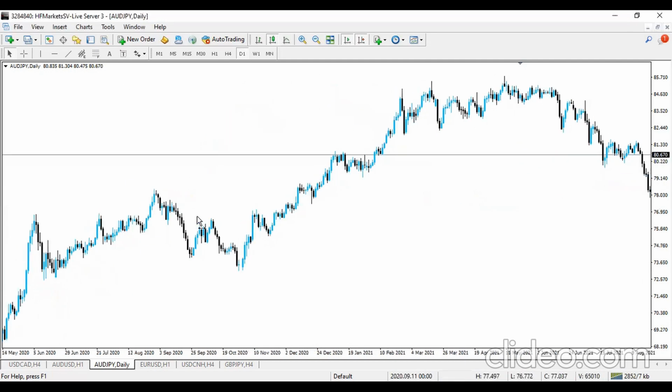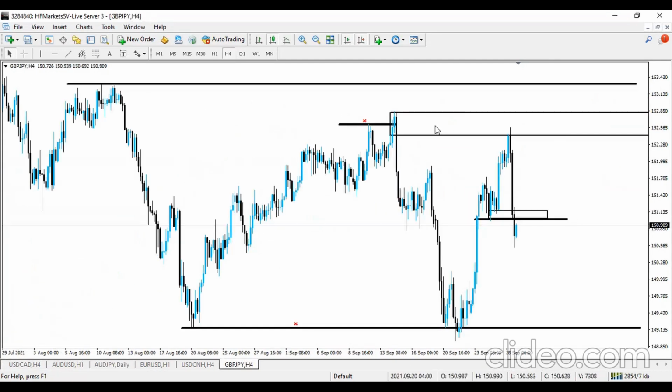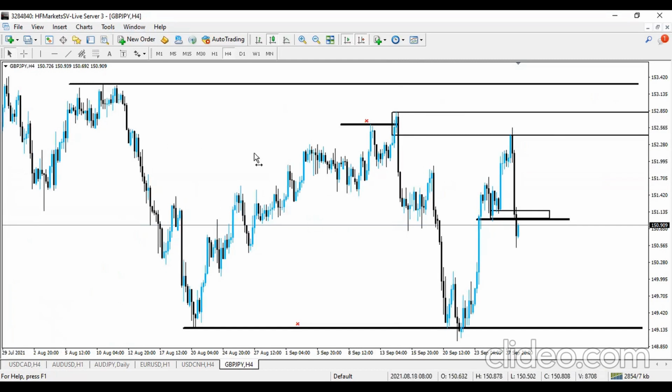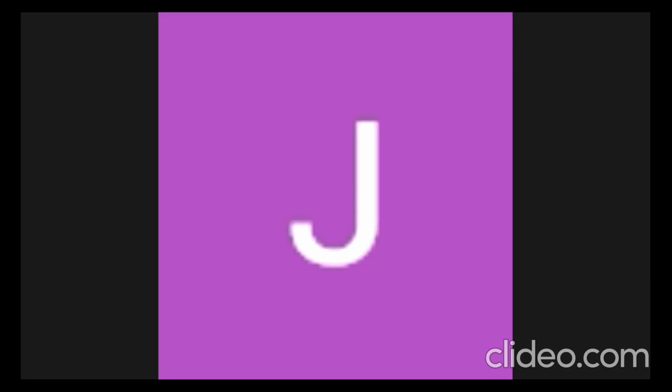I'm going to be going to DJ, and I'm going to tell you what I saw. This was the trade that I took. Let me share the screenshot of the trade that I took.